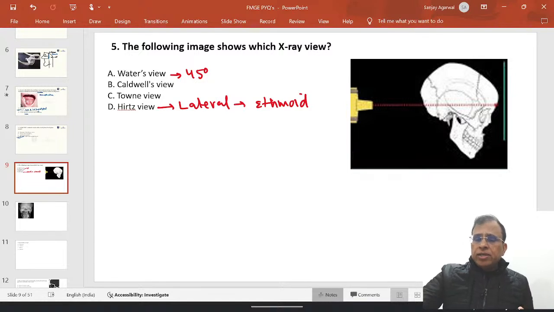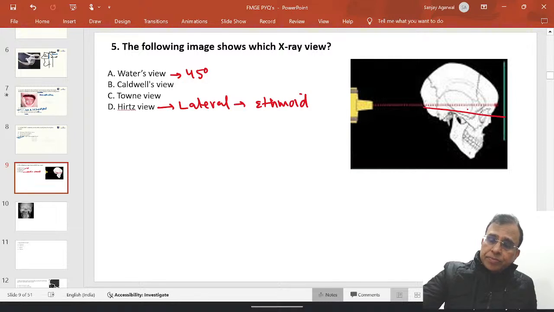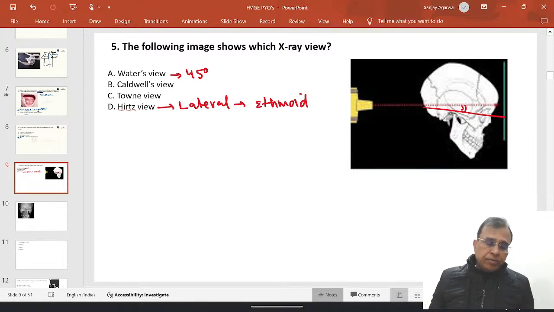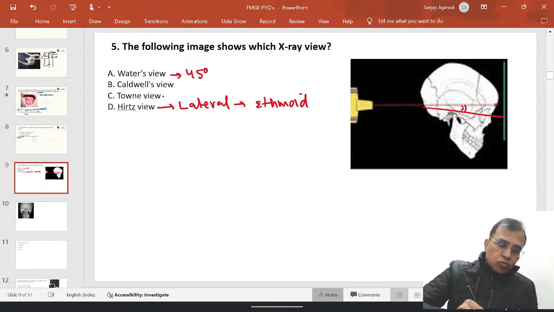It's not 0 degrees. If you can see, the head is turned like this. Horizontal will be like this. There is an angle here, and roughly you can make out it is a 30-35 degree angle, and this is done in Towne's view. So the answer is Towne's view. In Towne's view, the angle from AP is around 30 degrees.